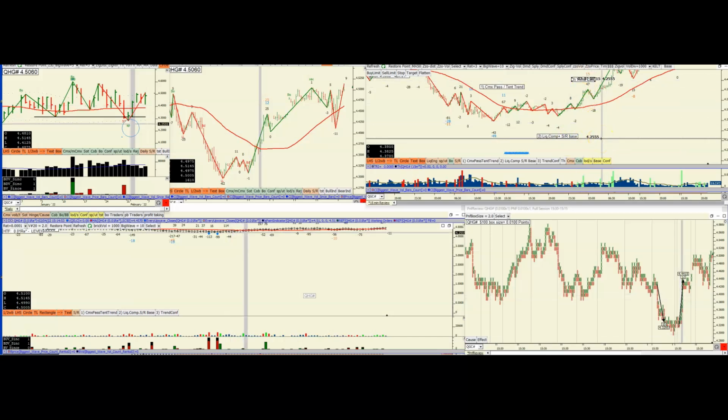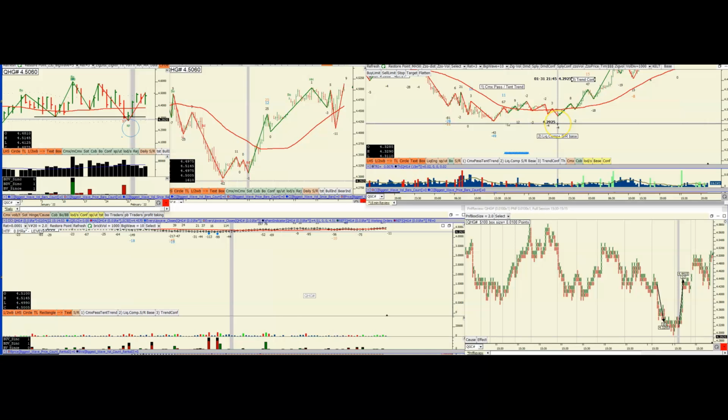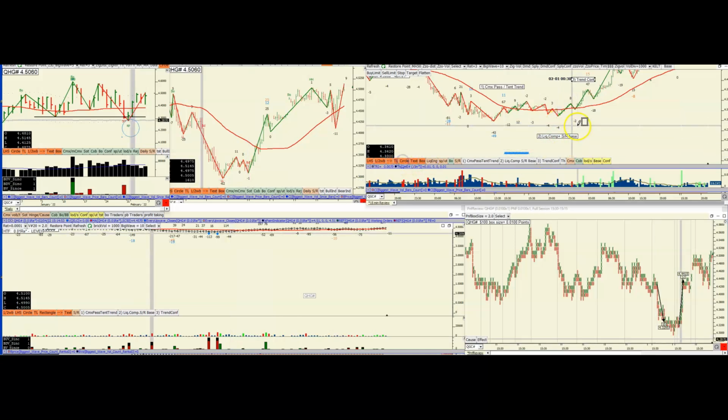Now I ask again, in this, where is your springboard, not the spring? That's a different concept. The springboard is the point where accumulation is ending and markup is going to begin. The launching pad for markup. And that's right here.